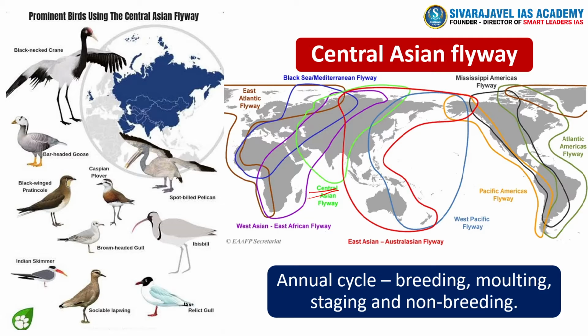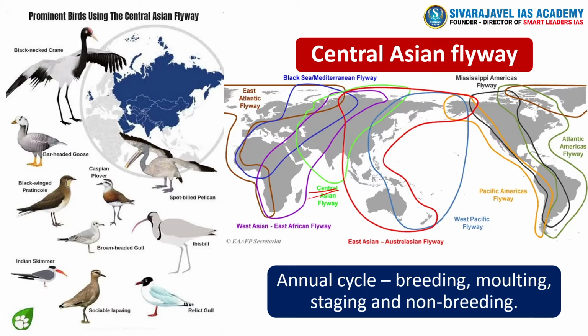paths are also given. A question could be in such a way where they give a particular flyway and ask which are the countries crossing through this flyway, or they could sometimes give the list of the countries and ask which particular flyway this could be. And particularly important is the Central Asian flyway because India is involved in that.